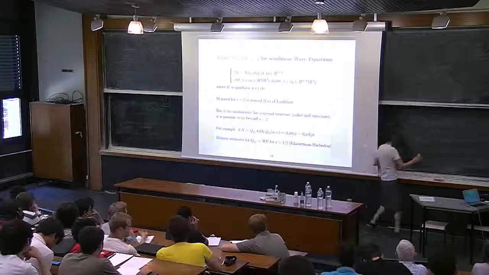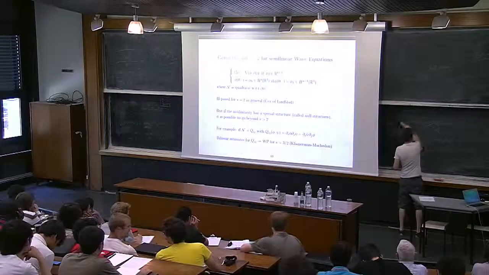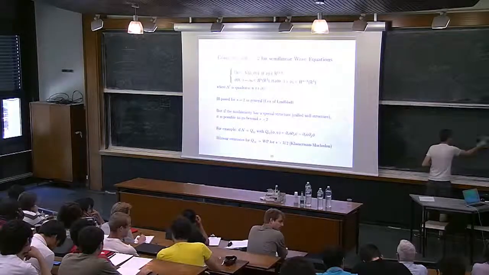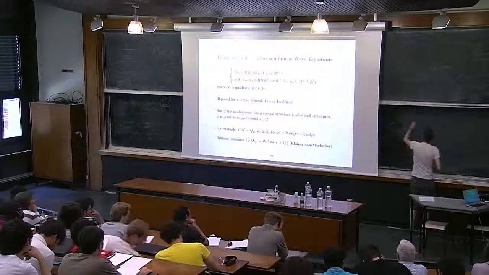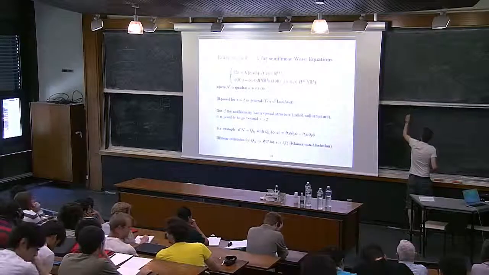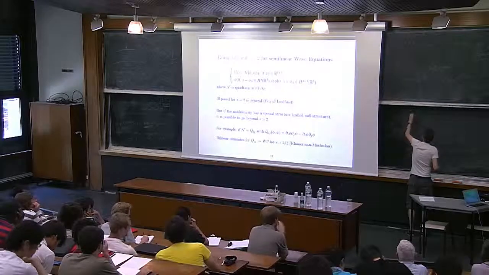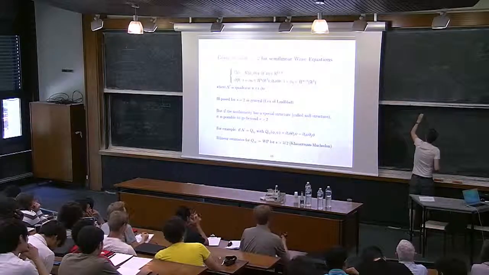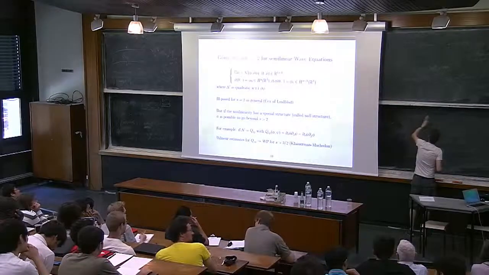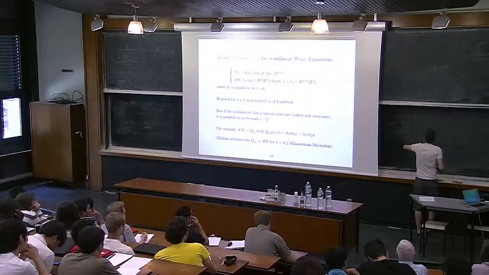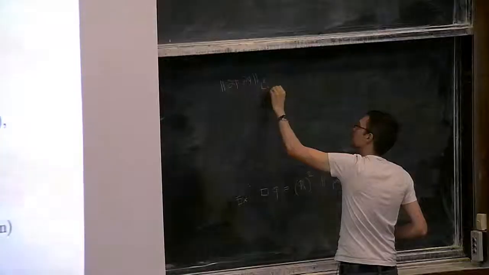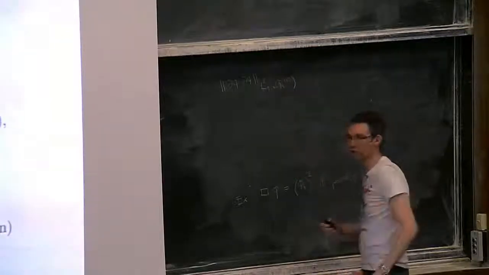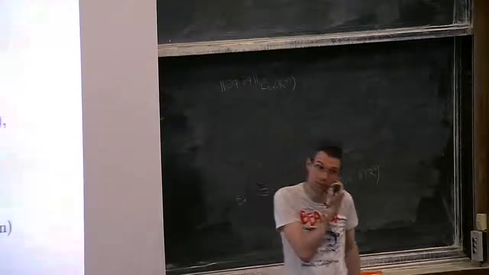What I mean by binary estimate is the following. Let me first tell you what I mean by linear estimate, and then you'll understand what a binary estimate is. So what is it that you have to control? You want to control d phi d psi in L2 spacetime, L^2_{t,x} of R^{1+3}. That's my quadratic nonlinearity, and I want to control it in L2 in spacetime.